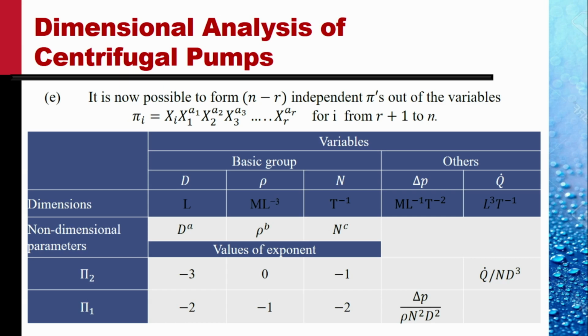So the non-dimensional pi number, the dependent pi number, comes out to delta P divided by rho n square d square. I have marked with a rectangle the independent parameter, and the other one, pi 1, is the dependent parameter, marked in red.